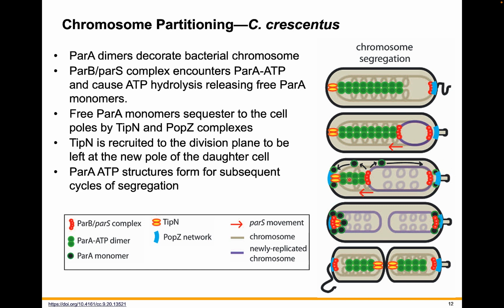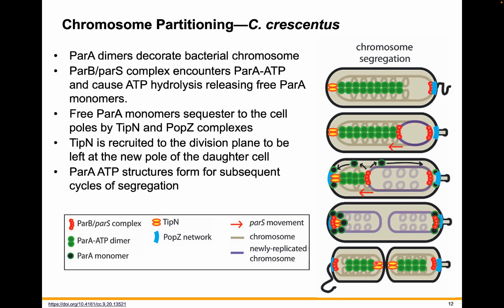Now, what happened? TipN is then recruited at the divisional plane. So now you can see that two chromosomes are segregated. The two chromosomes have now reached the two compartments. And now what will happen? TipN will be recruited at the division plane to be left at the pole of the new daughter cell. And right here, you have the PopZ network that has been formed close to this ParB. This will be the new flagellar site for the flagellum.